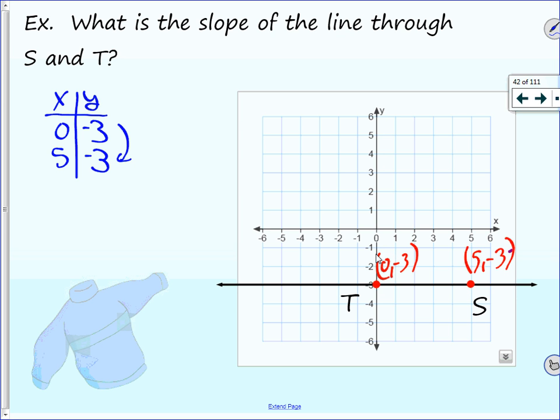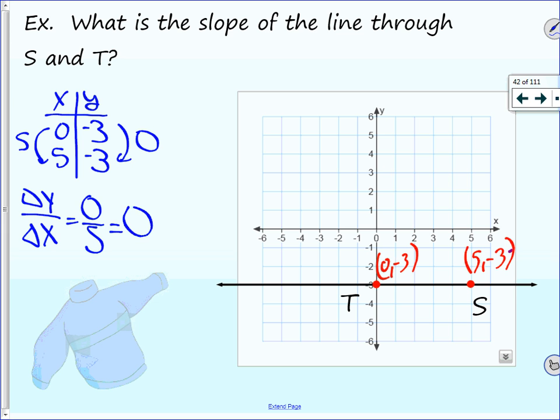What's the change in y? 0. What's the change in x? 5. So the change in y over the change in x is 0 over 5. What's 0 divided by 5? 0. So 0 divided by 5 is 0. It's not undefined. So this slope is 0.